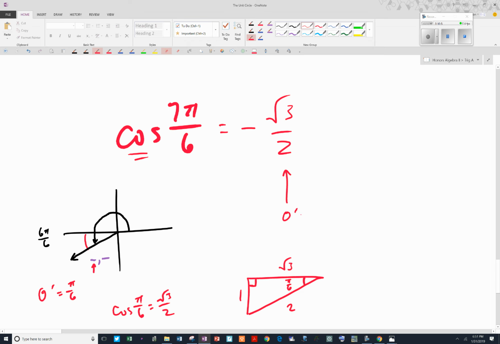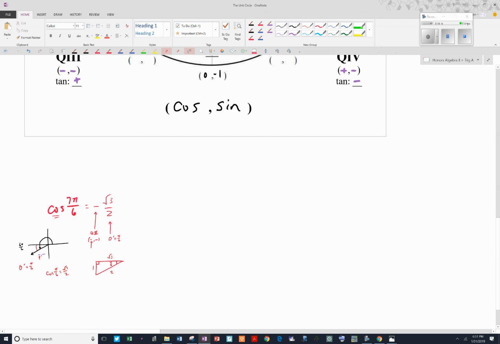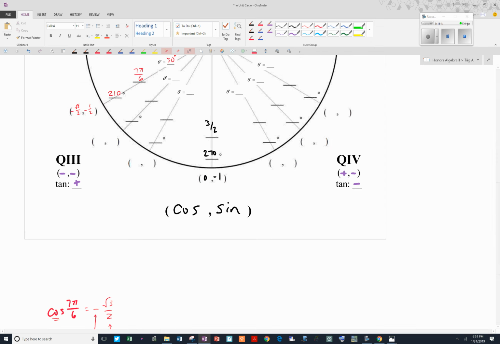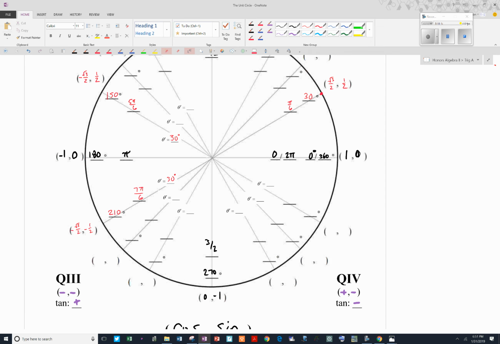That comes from the fact that its reference angle is pi over 6, and we did the cosine. And it's negative because cosine is negative in the third quadrant. We said negative, negative, and cosine is that first negative right there. So that's how you would use the idea of the unit circle. We don't actually memorize the whole thing. We just fill it out to help you figure out all these patterns and connections.